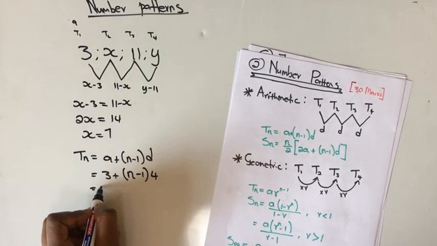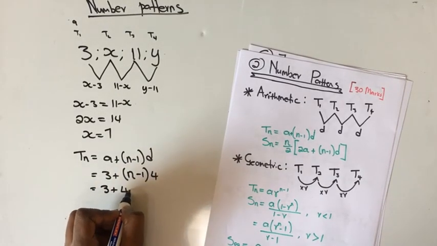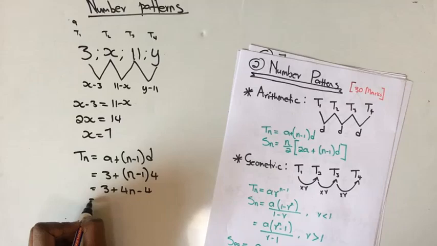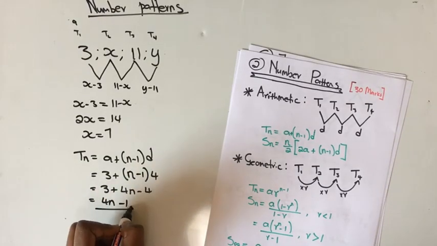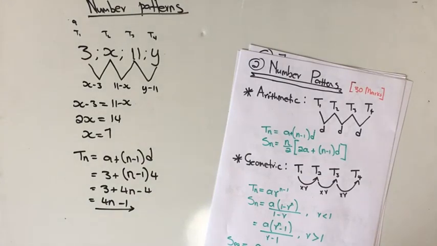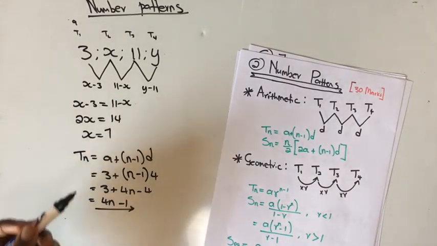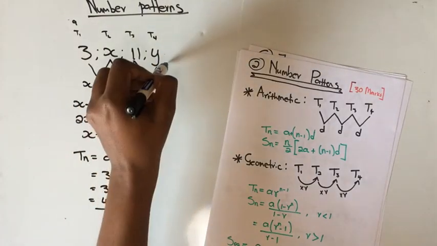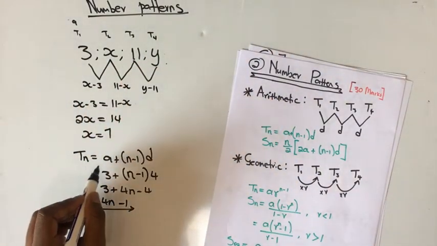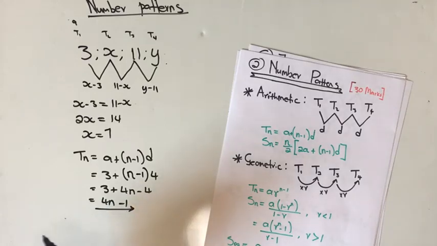So we'll have now 3 plus 4n minus 4, which basically is 4n minus 1. Alright, so that's your nth term. We can use it to find any term. Let's say they're interested in finding the 100th term of the sequence. We can simply say t100 and then substitute n with 100 and find that.